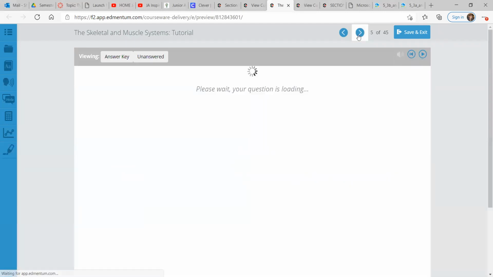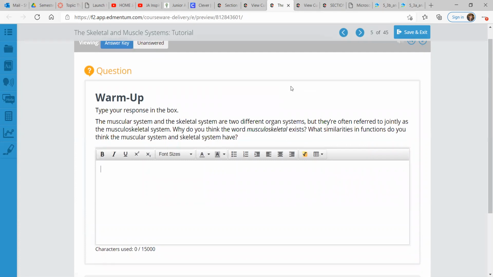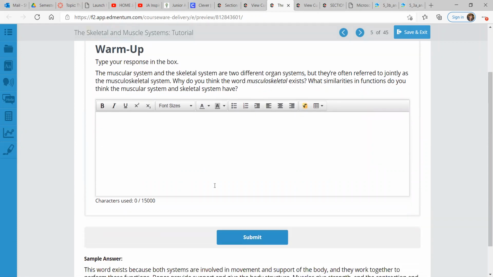So let's dive right into the warm-up question. The muscular system and the skeletal system are two different organ systems, but they're often referred to jointly as the musculoskeletal system. Why do you think the word musculoskeletal exists in the first place? What similarities and functions do you think the muscular system and the skeletal system have?